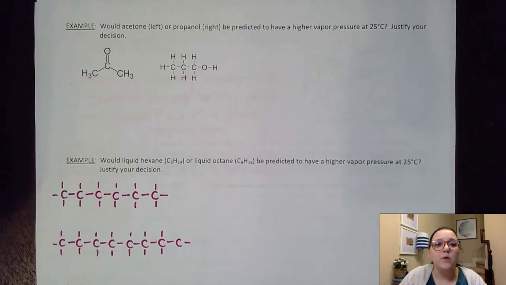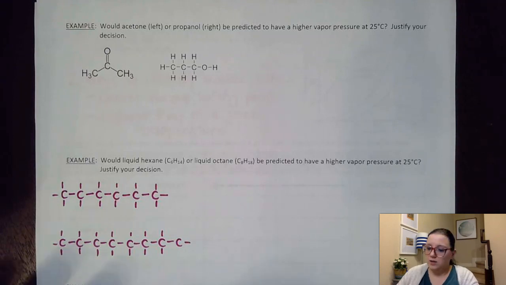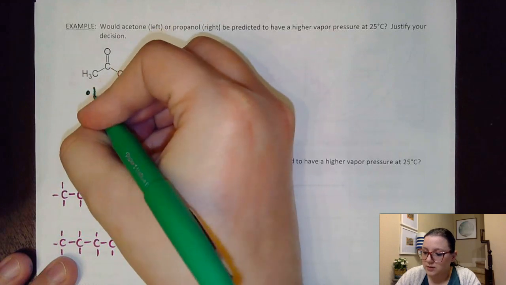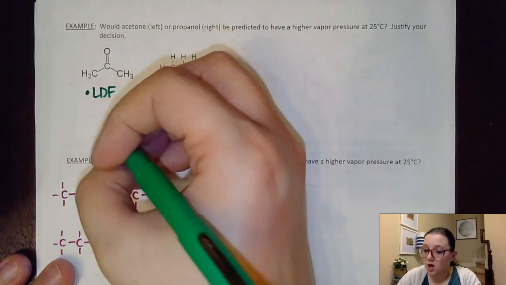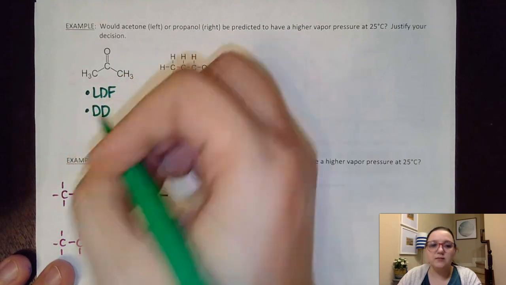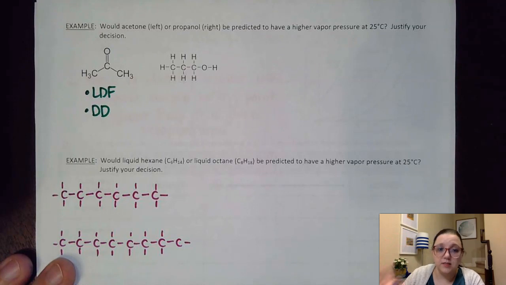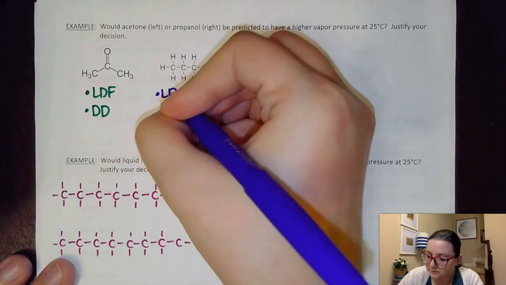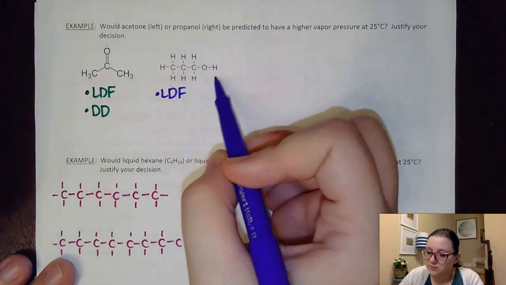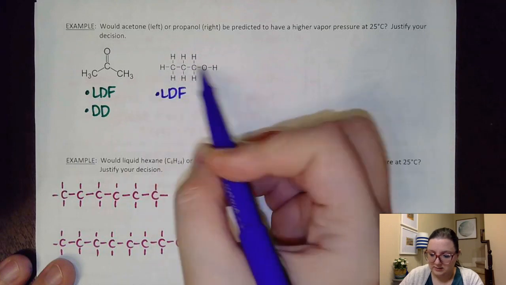So it asks us here, would acetone (left) or propanol (right) be predicted to have a higher vapor pressure at 25 degrees Celsius? Justify your decision. Well, as we said a little while ago, our acetone has both London dispersion forces and dipole-dipole forces. That's from earlier, okay? They give us another substance here, propanol. We see it is covalent. It's not ionic or metallic or anything like that. So we know we don't have bonds involved. We're going to have IMFs involved. Since it's covalent, we know we're going to have London dispersion forces here. We can see that it's polar because we have this OH over here on the side. That would make it unsymmetrical.